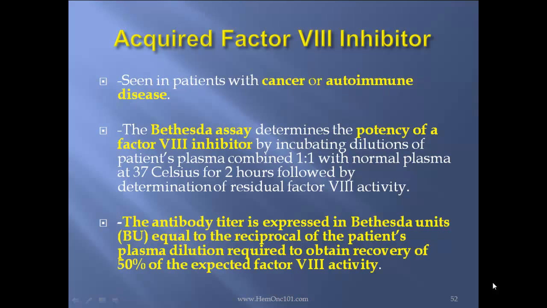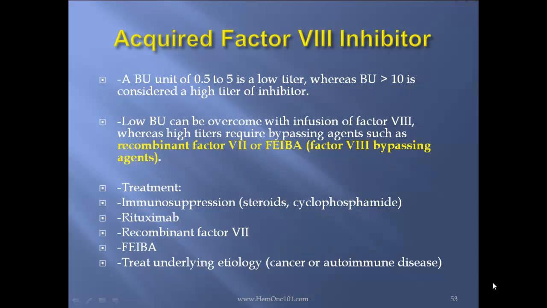The Bethesda assay determines the potency of factor VIII inhibitor by incubating dilutions of patient's plasma combined 1-to-1 with normal plasma at 37 degrees Celsius for 2 hours, followed by determination of residual factor VIII activity. The antibody titer is expressed in Bethesda units equal to the reciprocal of the patient's plasma dilution required to obtain recovery of 50% of the expected factor VIII activity. A Bethesda unit of 0.5 to 5 is a low titer, whereas Bethesda unit more than 10 is considered a high titer of the inhibitor. Low Bethesda unit can be overcome with infusion of factor VIII, whereas high titers require bypassing agents such as recombinant factor VII or FEIBA.